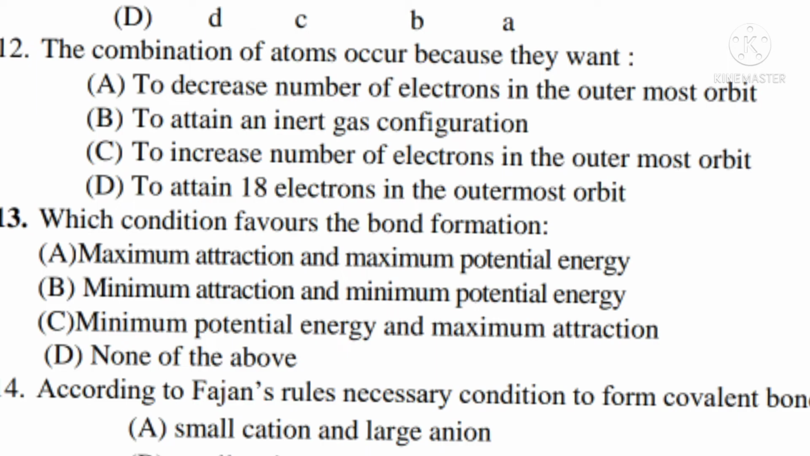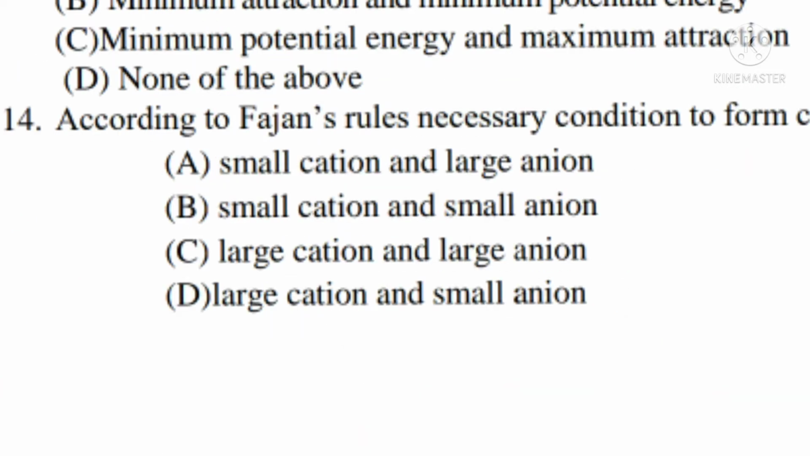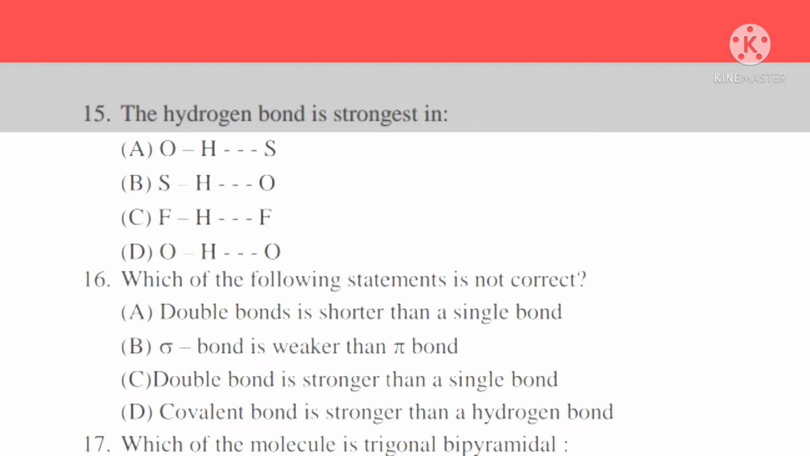Which condition favors the bond formation? So option C, minimum potential energy and maximum attraction favors bond formation. According to Fajan's rule, the necessary condition to form covalent bond is small cation and large anion because smaller cation causes greater polarization, larger anion is polarized to larger extent. The hydrogen bond is strongest in hydrogen fluoride. This is because fluorine has the highest electronegativity.